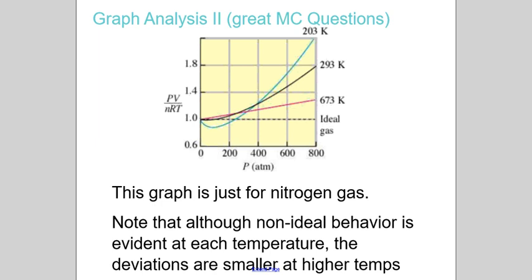So now we are dealing with just nitrogen gas, but it's at different temperatures. This curve is for 203 Kelvin, this is for 293, so this is room temperature, and then this is 673, so let's just say much higher than normal room temperatures. Again, all these gases act ideal pretty close to standard conditions, which is 1 atm.